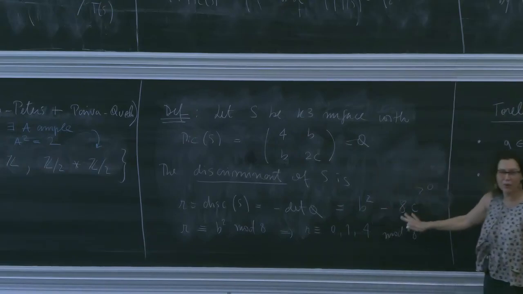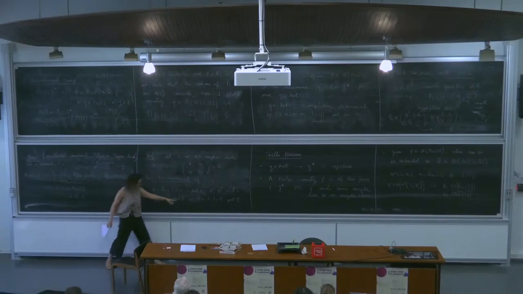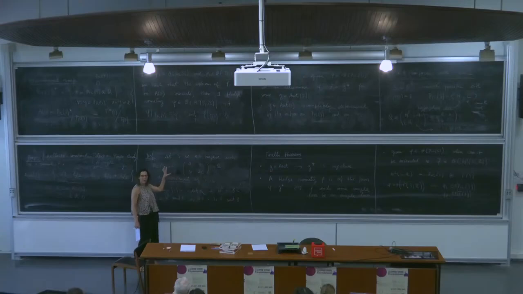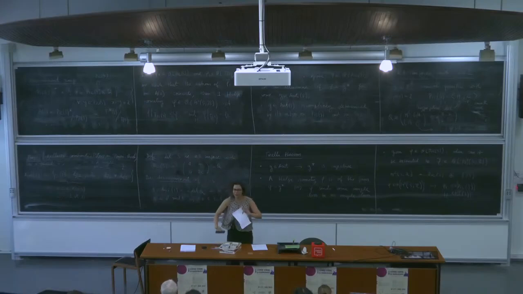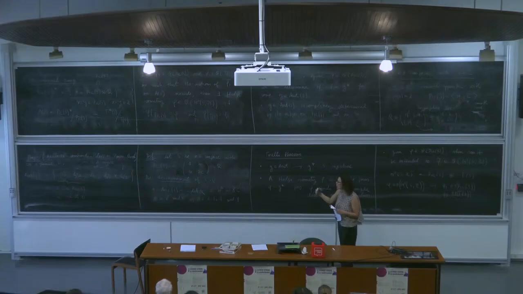And why is this number important? So first of all, if you give me an allowed R, a positive number satisfying this condition, then it is the discriminant of a unique lattice of this type. So it completely determines the lattice up to isometry. And this number carries information about which curves are contained in the K3 surface.